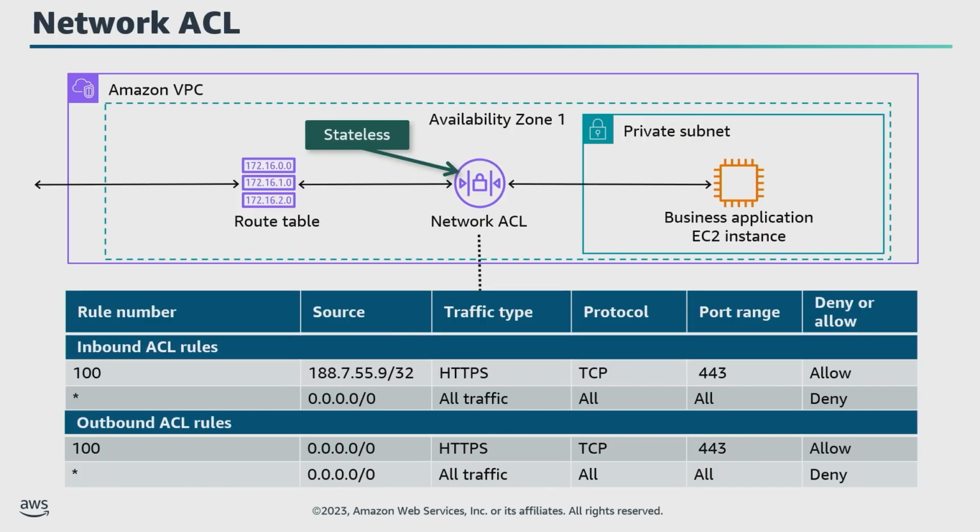Now, let's compare this to network ACLs. Network ACLs are stateless. This means they don't keep track of whether an outbound request is related to an inbound request. They evaluate every inbound and outbound request. Network ACL rules can either allow or deny traffic. Rules are numbered and evaluated from lowest to highest until a match is found and the traffic is either allowed or denied. Each subnet in your VPC must be associated with a network ACL, and a default ACL comes with your VPC. The default network ACL allows all inbound and outbound traffic.